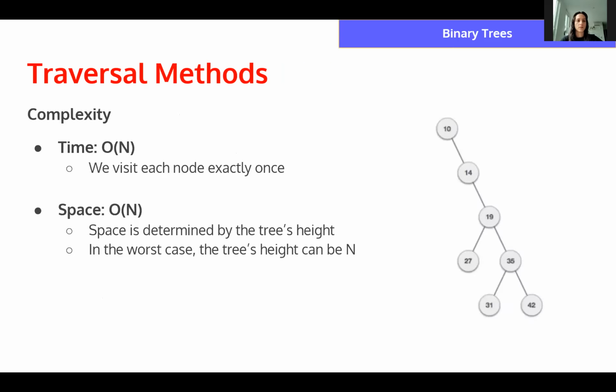Okay, I think that's it for, oh yeah. So for our traversal methods, the time complexity is O of n, because in the worst case we visit each node once, and our space complexity is also O of n, because that's determined by the tree's height. So for instance, if it was a binary search tree and we had 1 at the root, and then we just went 1, 2, 3, 4, 5, 6, 7, 8, 9, and kept getting bigger, it would just be like a straight line. So that's why the space is O of n, and the time.